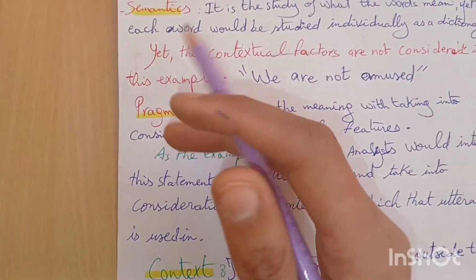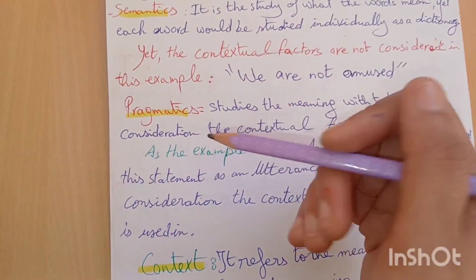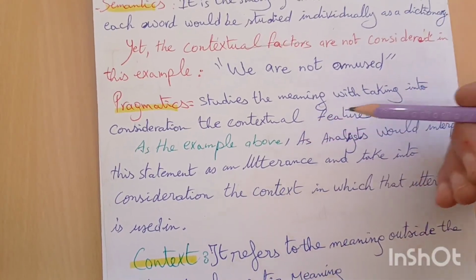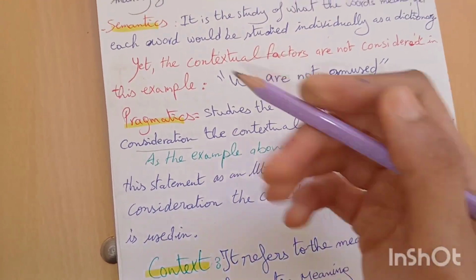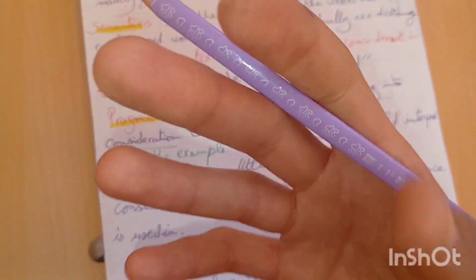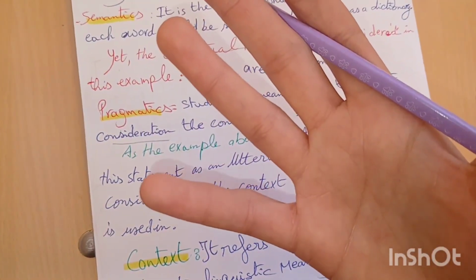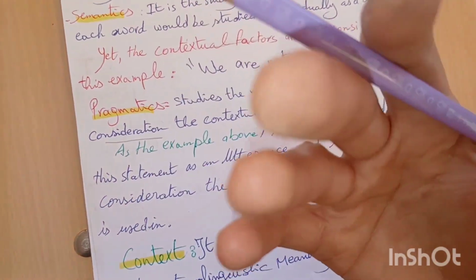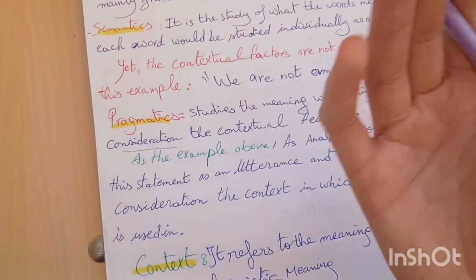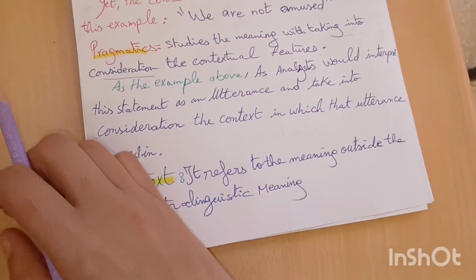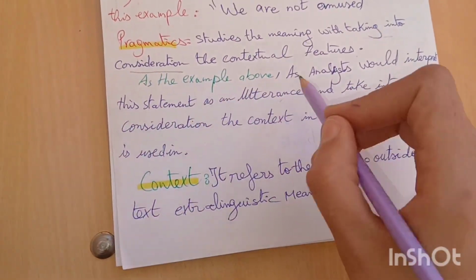So because of that we have pragmatics. Pragmatics studies the meaning. We take into consideration the contextual features, like the situation, the place where the conversation has taken place, the background of the speakers and the interlocutors, speaker and hearer. We'll see that. As an example, you will understand from this.